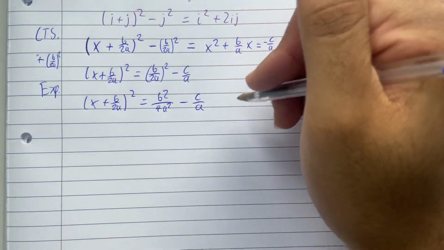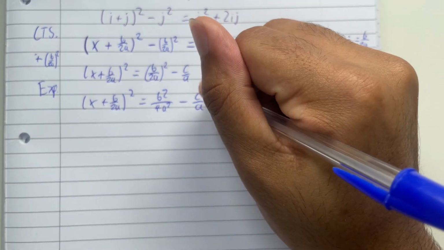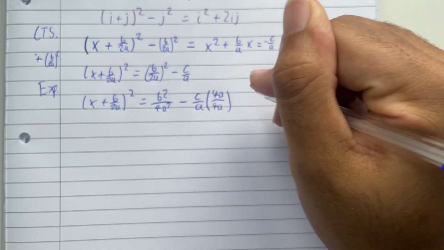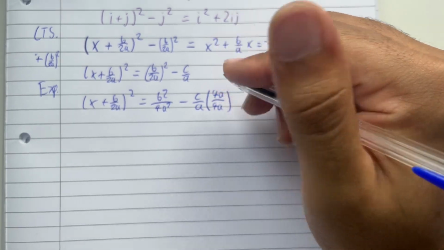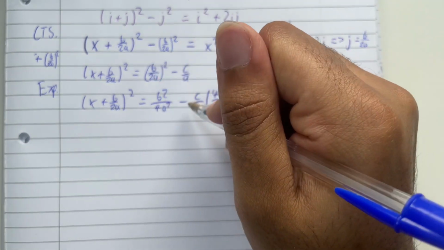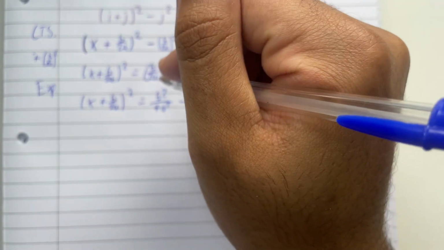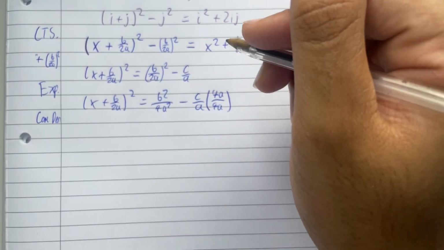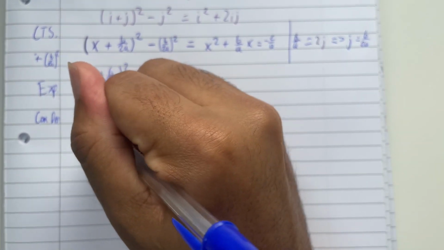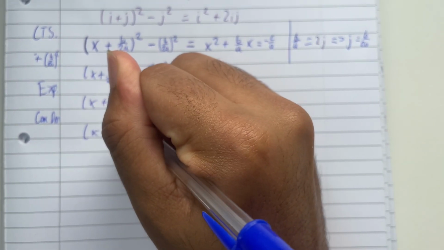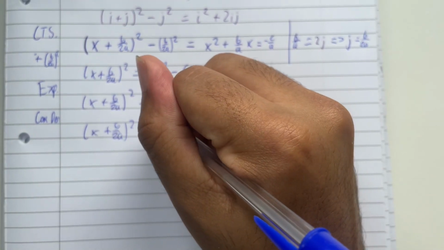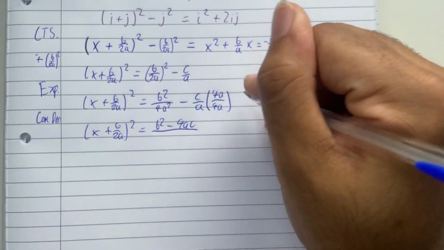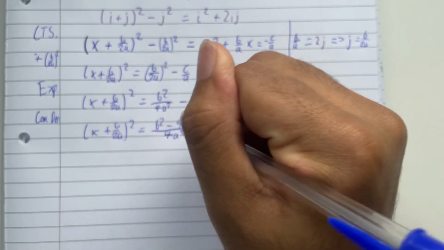Now, I want to make this a common denominator, so what I'm going to do is times this by 4a over 4a. Why? Well, 4a over 4a is equal to 1, and a times 4a is 4a squared. So I can just write x plus b over 2a all squared is equal to b squared minus, expanding this, 4ac, common denominator, 4a squared.